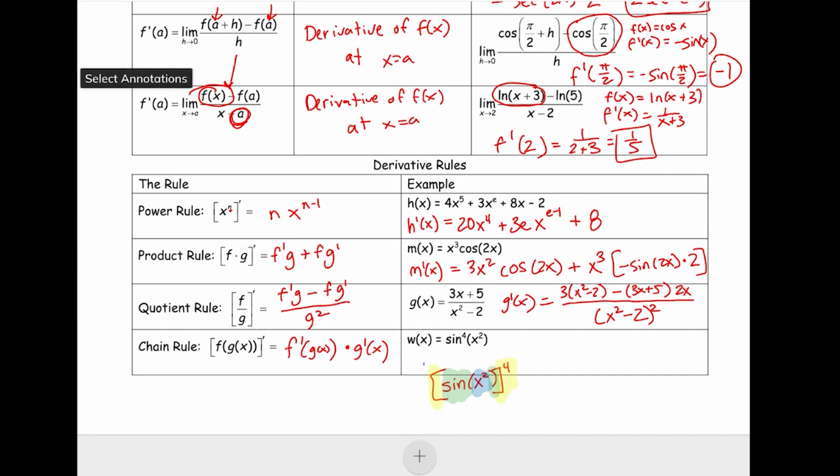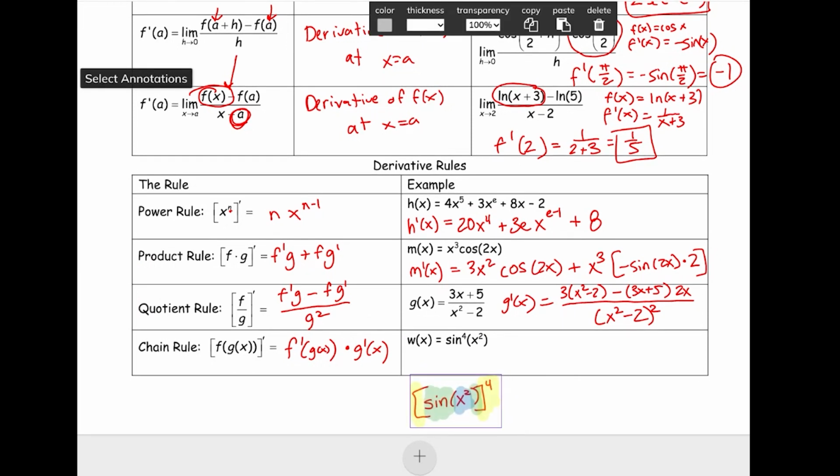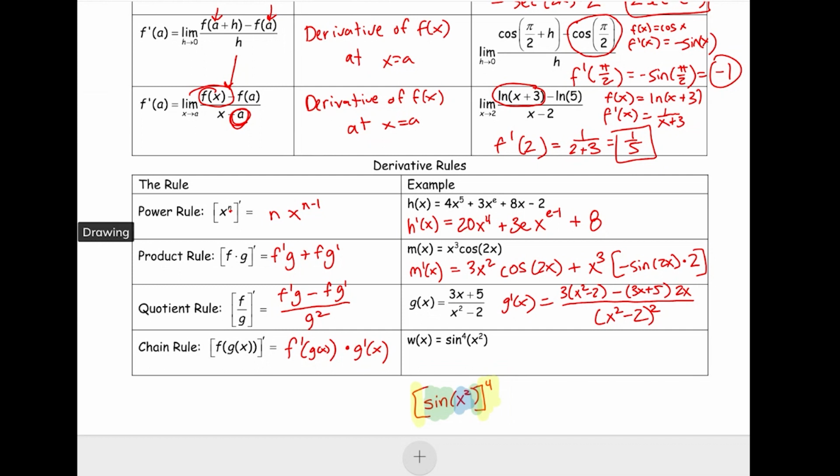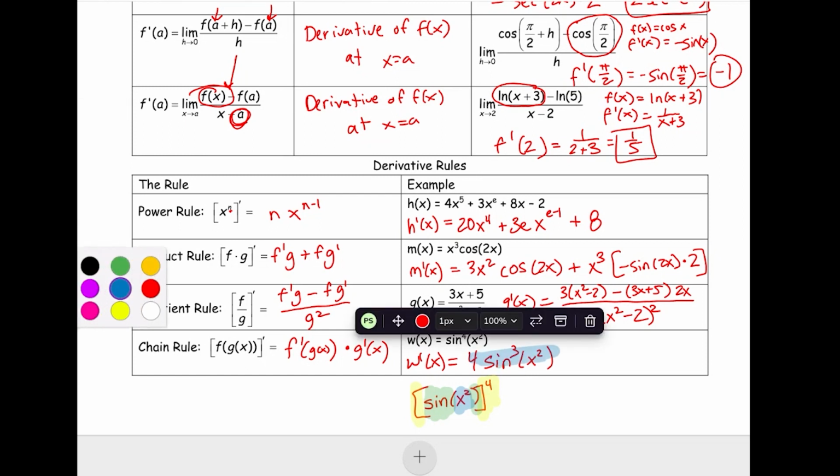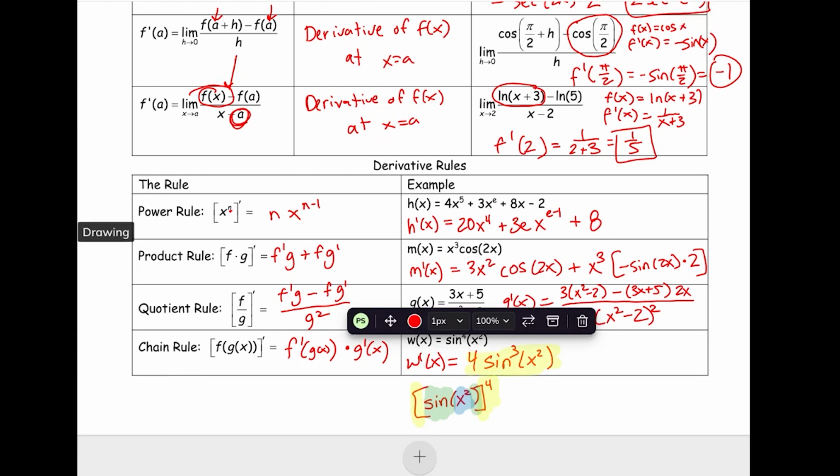Let's move all this out of the way. Okay, so the outside function is going to be, let's see, w prime is going to be 4 times sine cubed x squared. Okay, that's the outside function. I'll highlight that in yellow so you can see where that's coming from. Let's see where that's coming from here. And then times the derivative of the middle, which was sine x.